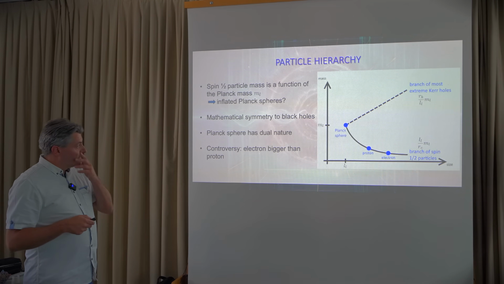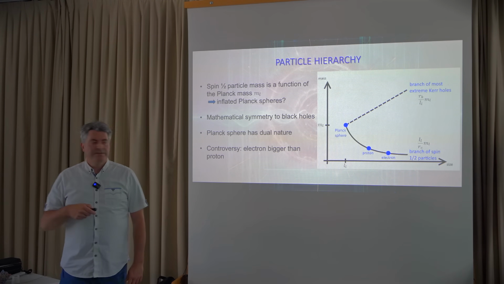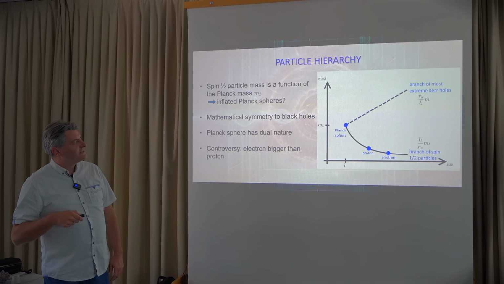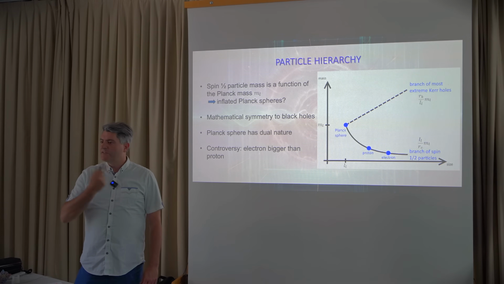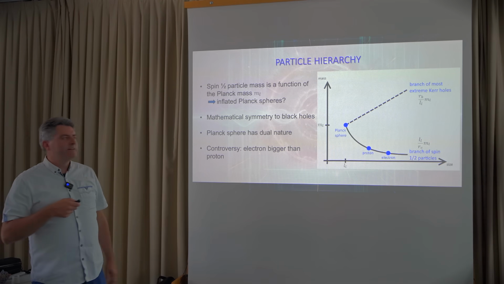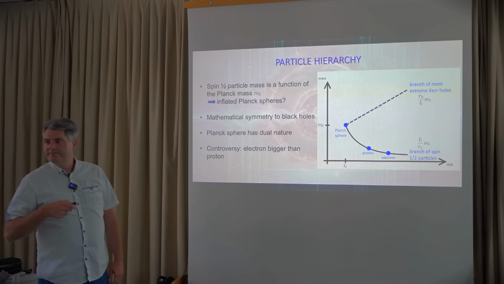The next interesting thing is that there is a kind of mathematical mirror symmetry. Here we have the formula for spin 1.5 particles. And if you look at the formula for most extreme Kerr black holes, these are rotating black holes that are spinning at light speed, which is probably not possible, but that's the limit, let's say. They have pretty much the same formula, just the fraction has to be inverted.